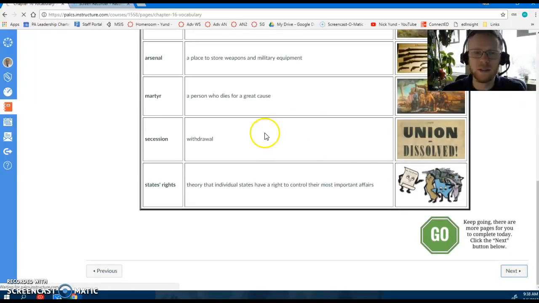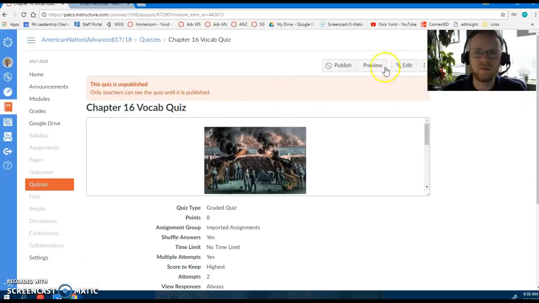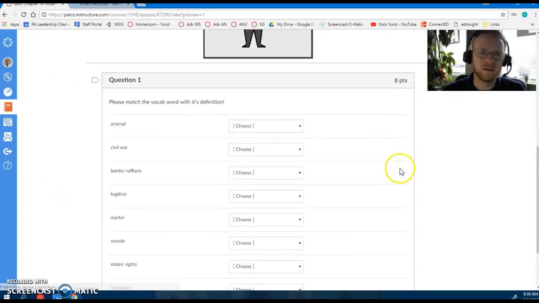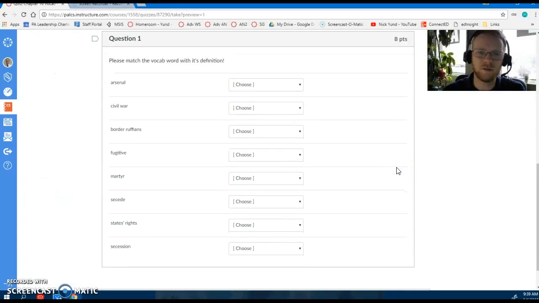We take a look at our quiz on the very next page. Preview, 8 points, it's matching. There you go. One big long question for 8 points with all the definitions.